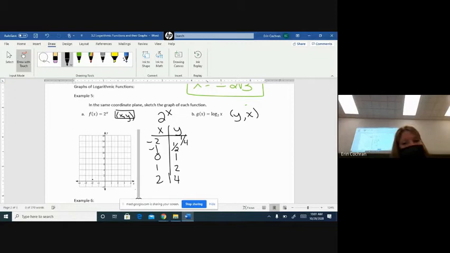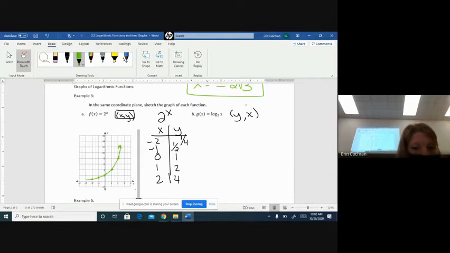So let's go negative 2, 1/4. I'm going to make these y values go by 1s, not 2s, so I can see a little bit better, if you guys are okay with that. So negative 2, 1/4, negative 1, 1/2, 0, 1, 1, 2, and 2, 4. So this would look like this.